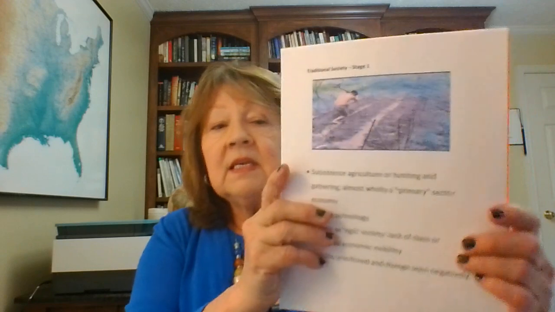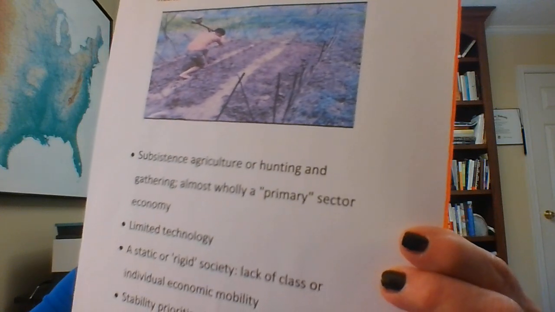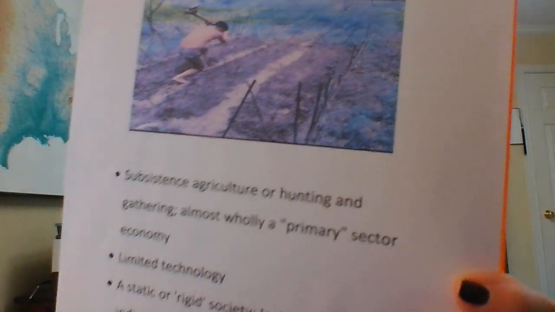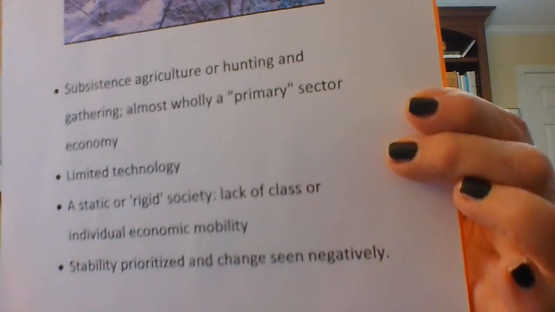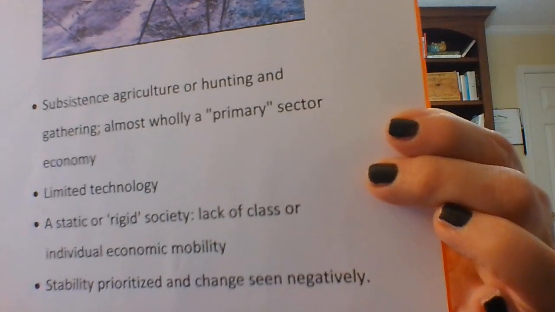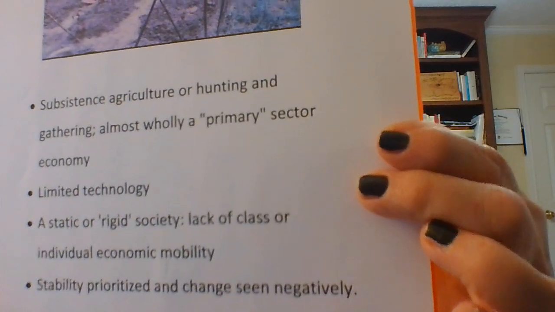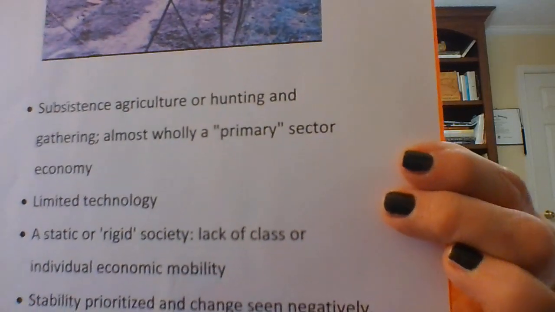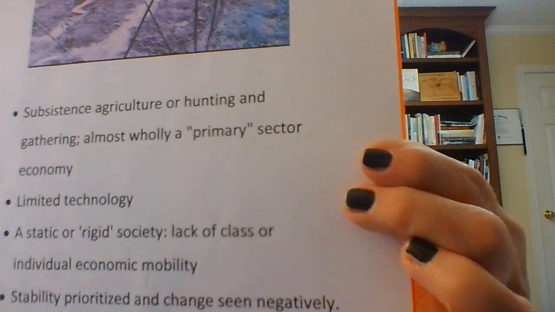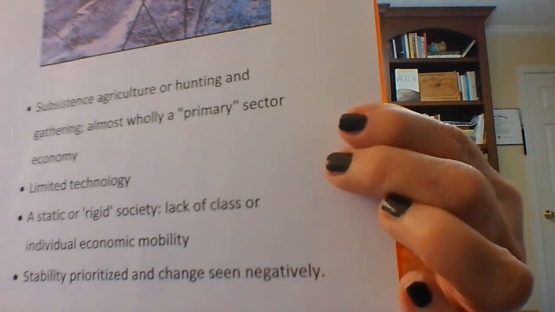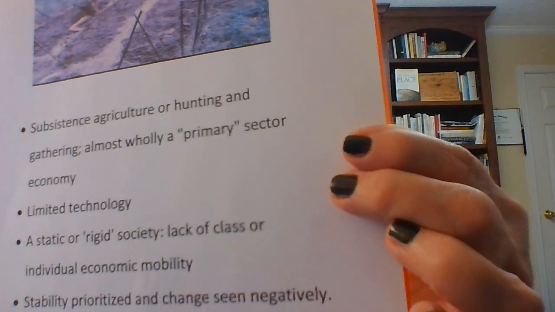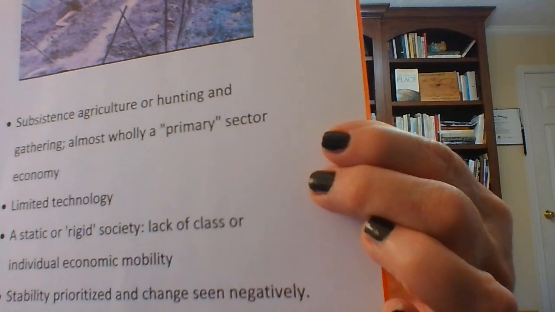So, hence, you can see if you're taking notes in traditional society, the subsistence agriculture or hunting and gathering was almost wholly a primary sector economy. Limited technology, there was a very rigid, static society. There was lack of class mobility. You couldn't move from the lower class to the higher classes very easily. There was very little chance that you could also improve your mobility economically. If you were born into a very low class working home, then that's where you would probably make your living till you died. Stability was prioritized, and change was generally viewed negatively.